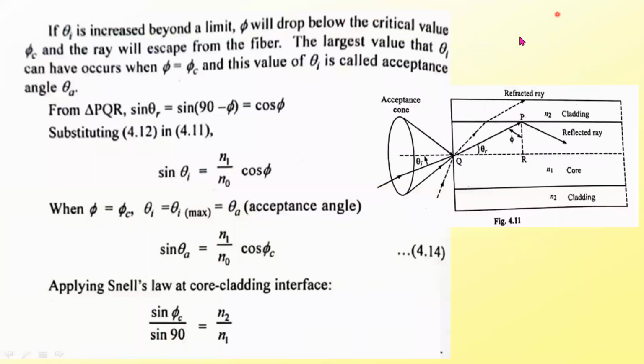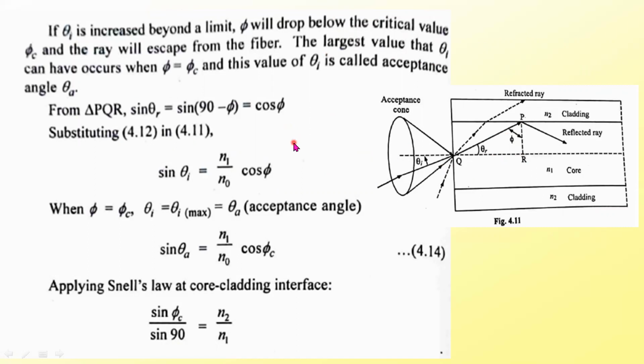So if theta i is increased beyond a limit, phi will drop below the critical value phi c, and the ray will escape from the fiber, right? The largest value of theta i occurs when phi is equal to phi c, and this value of theta is called the acceptance angle. So from this triangle PQR, I can write sine theta r is equal to sine of 90 minus phi, that is cos phi, right?